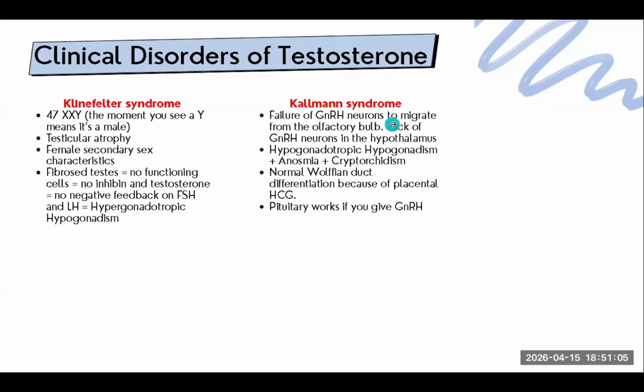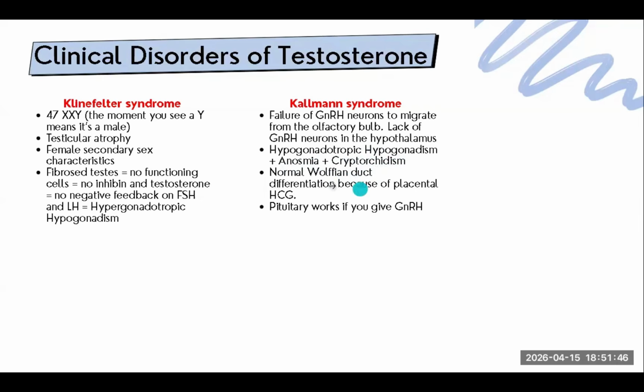Now, Kallmann syndrome, we mentioned that it's a failure of the GnRH neurons to migrate from the olfactory bulb, and the lack of the GnRH neurons is in the hypothalamus. So it's an issue with the hypothalamus. Patients present with hypogonadotropic hypogonadism, decreased LH and FSH, decreased testosterone, anosmia, which means lack of smell, because the neurons fail to migrate from the olfactory bulb. It's an issue with the olfactory bulb. Anosmia and cryptorchidism, because there is decreased testosterone secretion. The testes fail to descend.